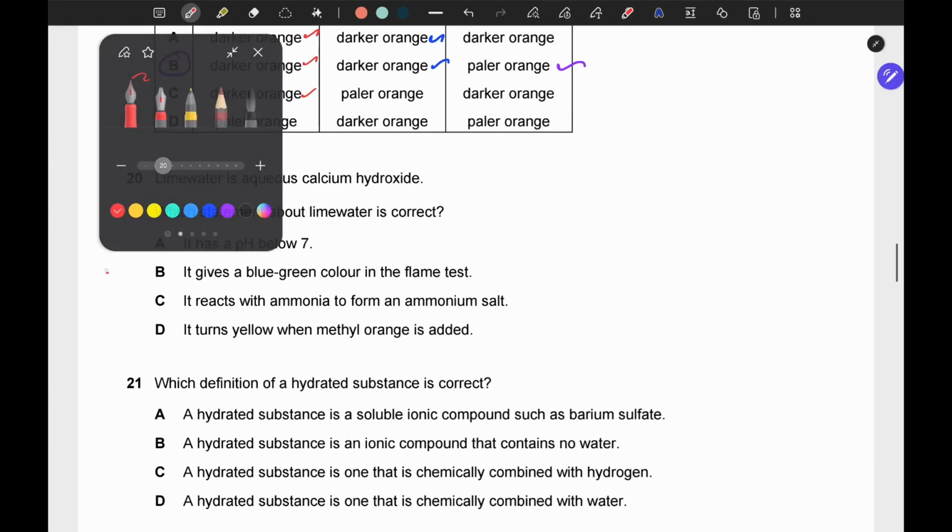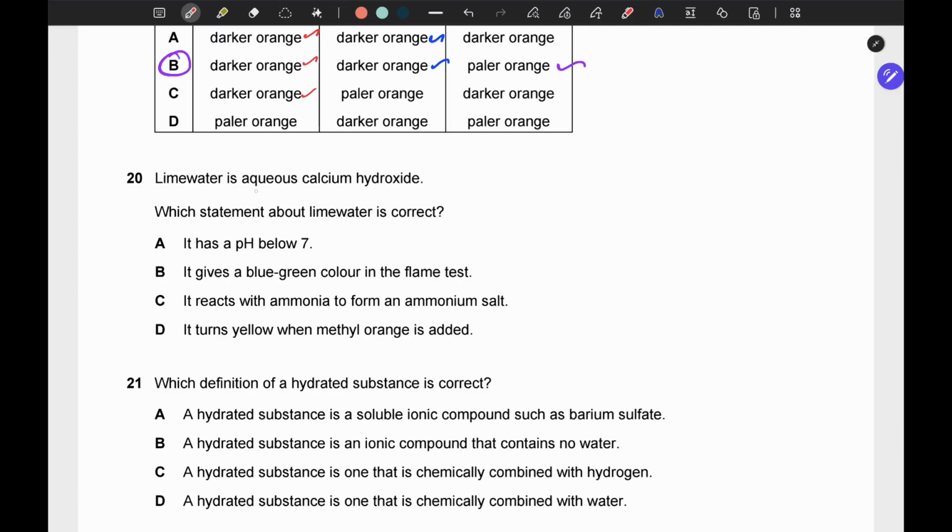And then number 20. Lime water is aqueous calcium hydroxide, Ca(OH)2. Which statement about lime water is correct? It has a pH below 7. That is not the case. It's an alkali, or a base at the very least. And bases will have pH above 7. It gives a blue-green color in the flame test. That is, again, not correct. Calcium ions give an orange-red color in the flame test.